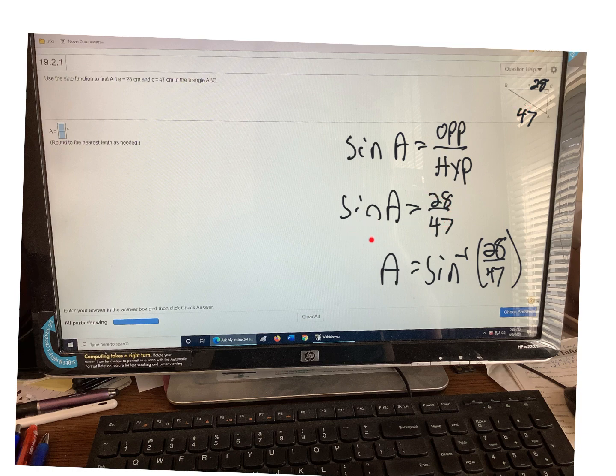Then, I think in one of the earlier videos, to get A by itself, it's inverse sine of 28 over 47. And I'll let you put that in the calculator. Hope that helps.